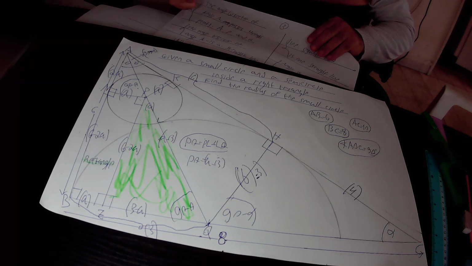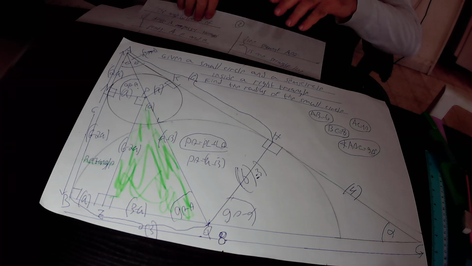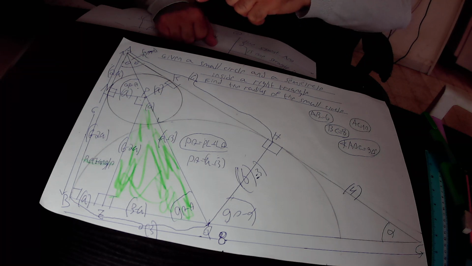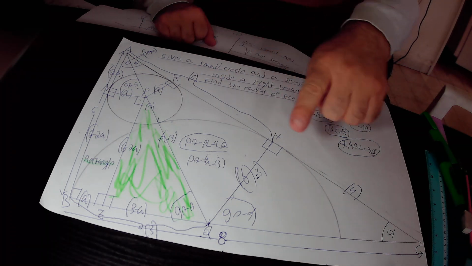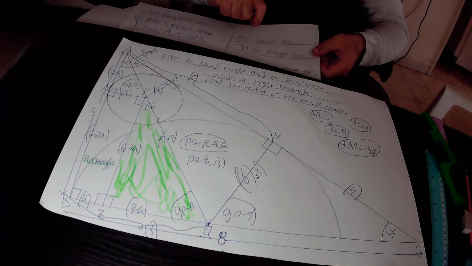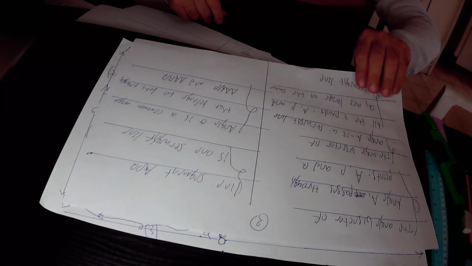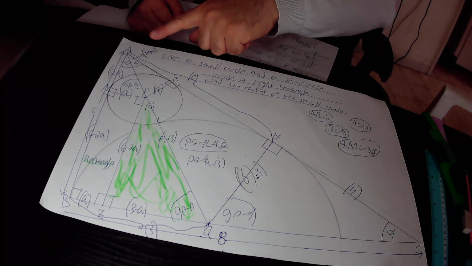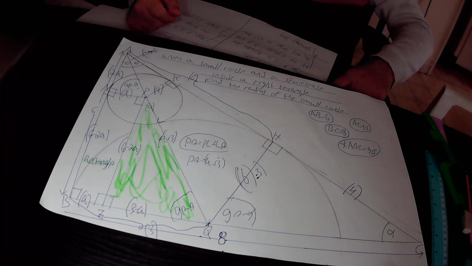So all three points A, P, and Q are located on the same straight line. Therefore, APQ is one straight line. Again, line segment APQ is one straight line.